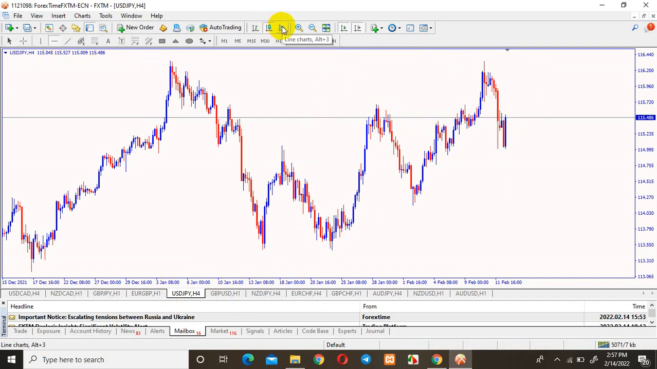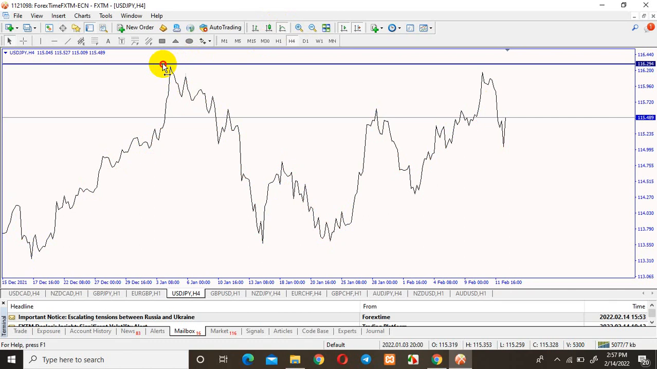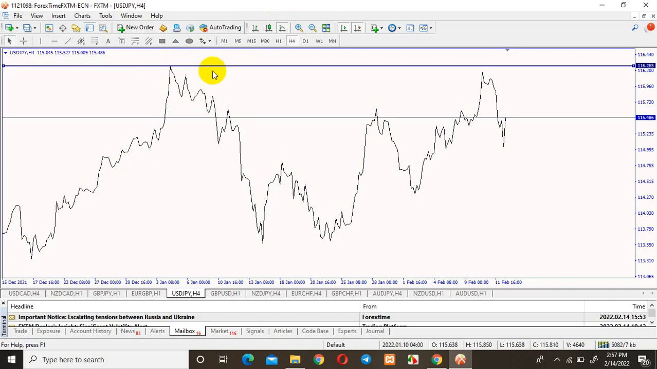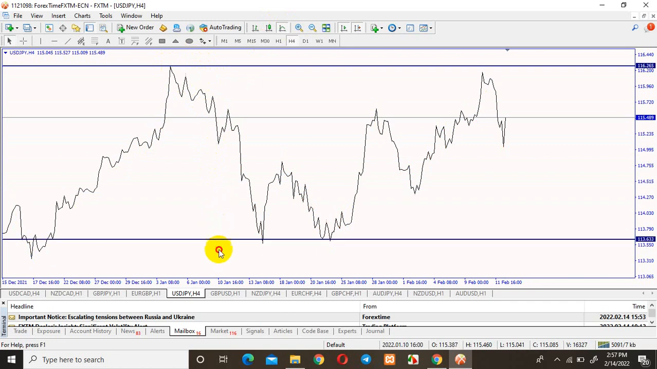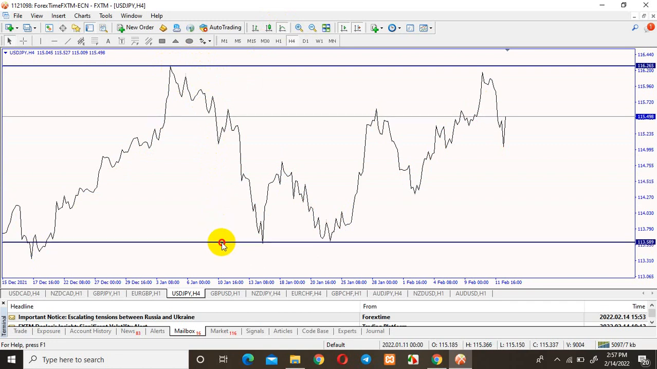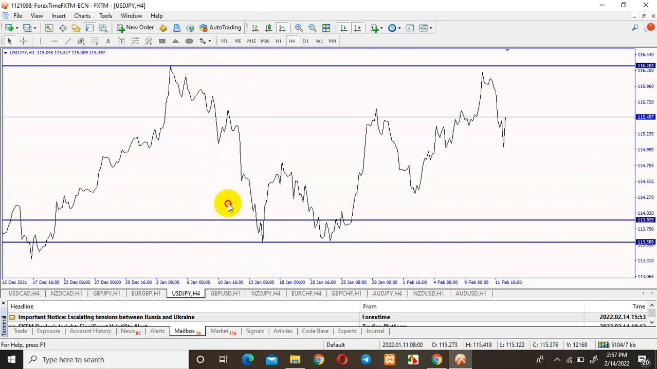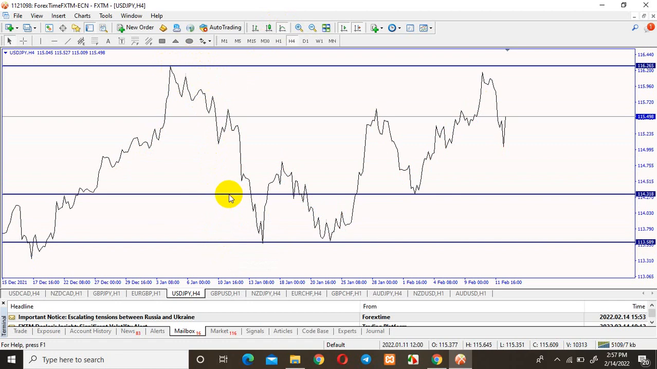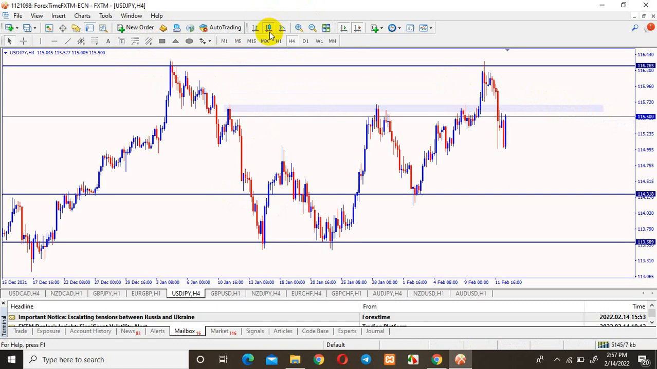resistance. First of all, I go to my line chart, I get this area. If I move further, I got this area. Then I got this. So these are some of the areas I got on my charts. But this one is interesting for me. Look at this zone here. It's an interesting zone for me. I go back to my candlestick chart.